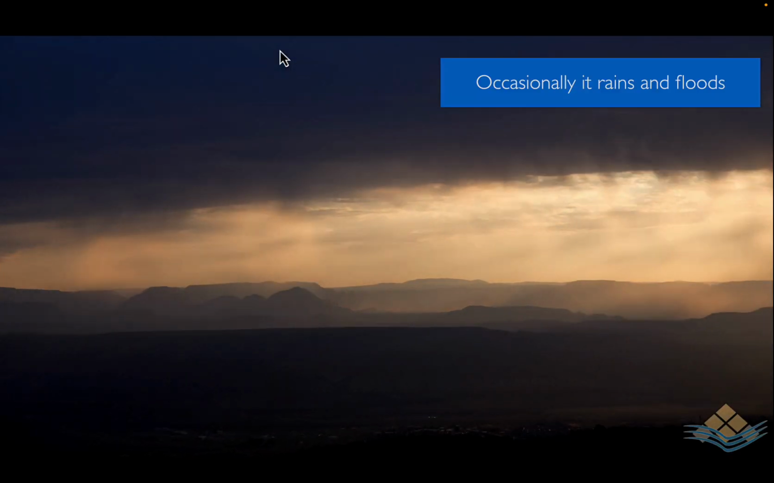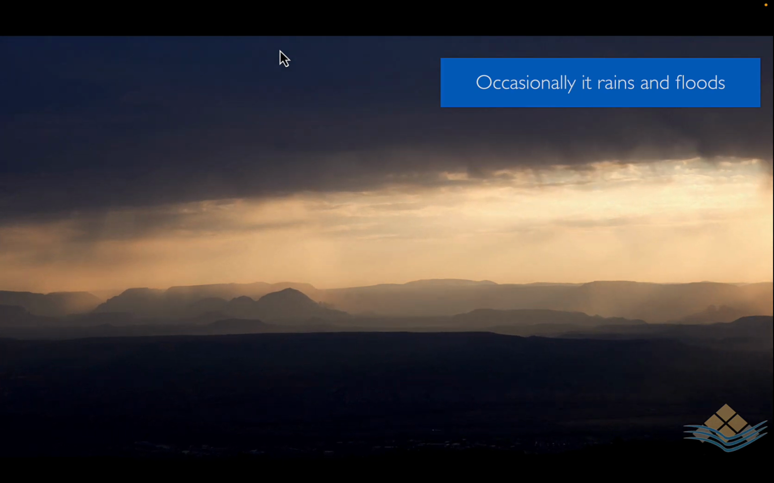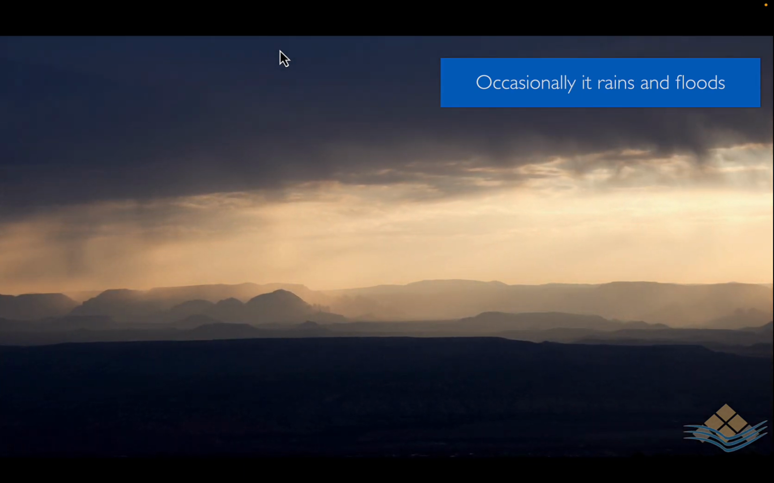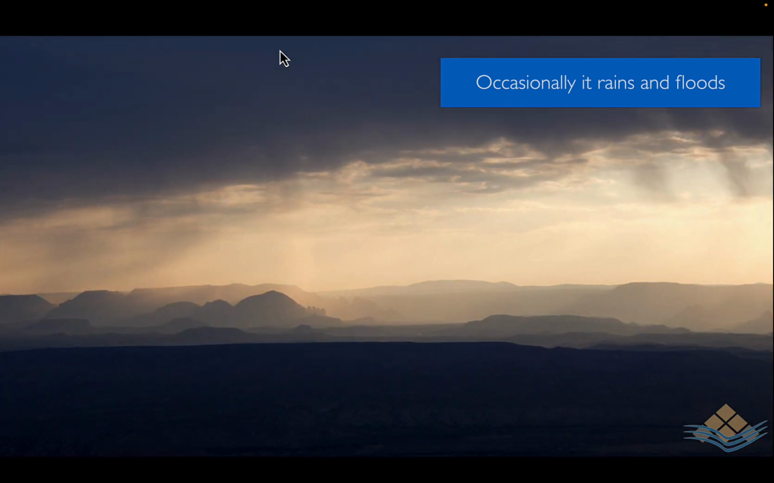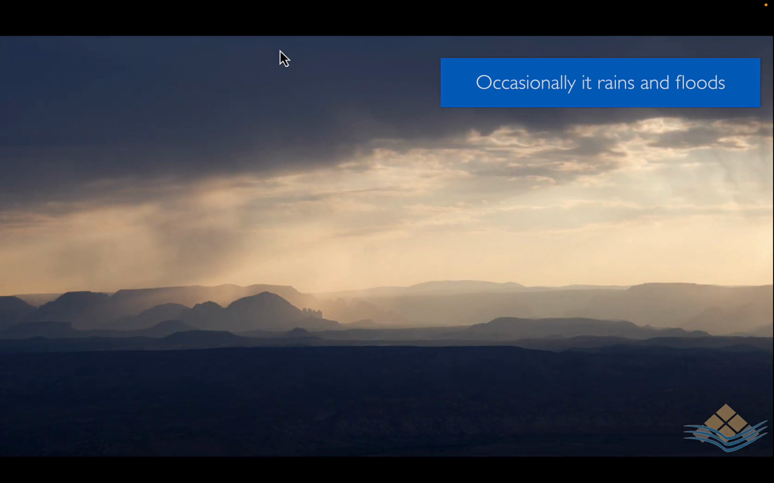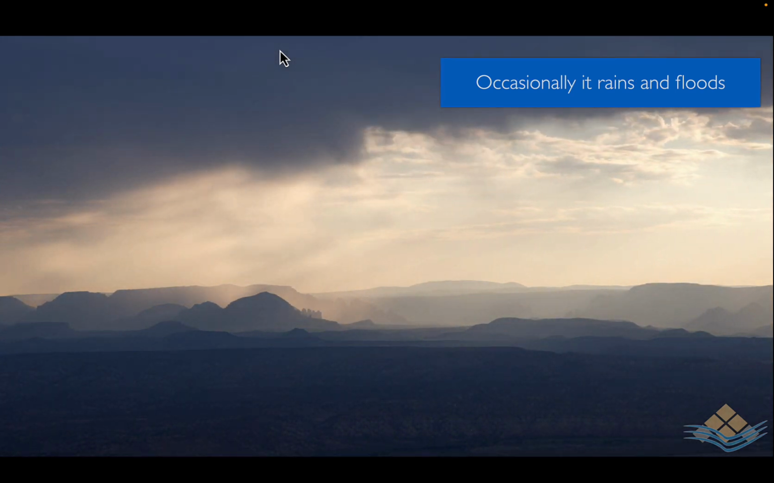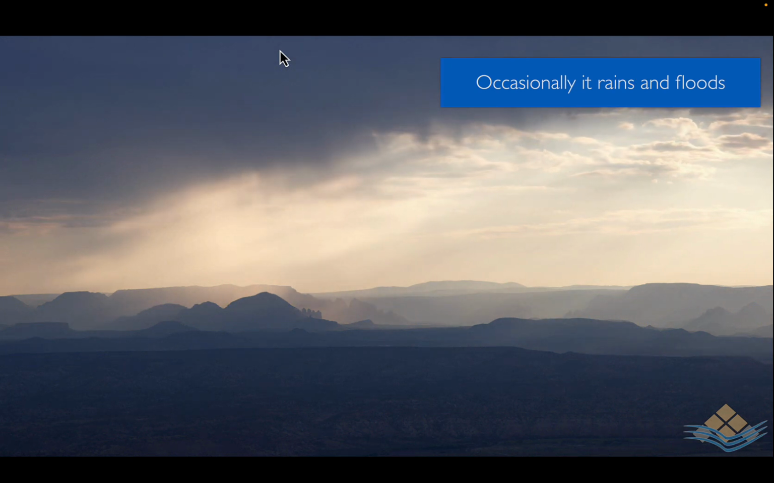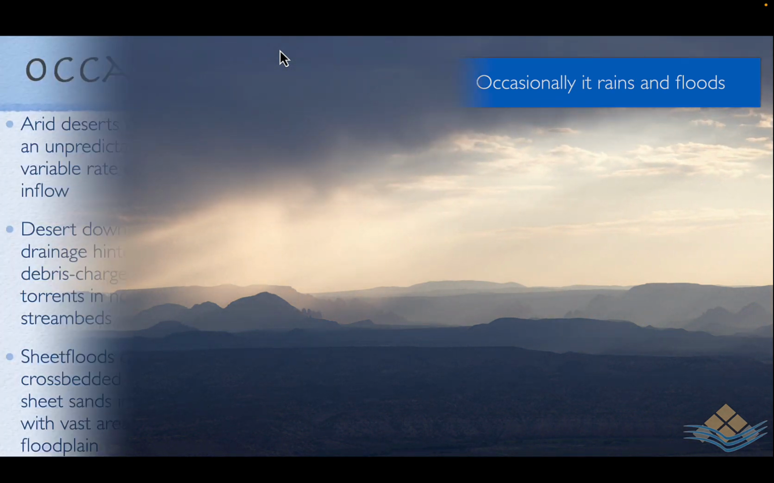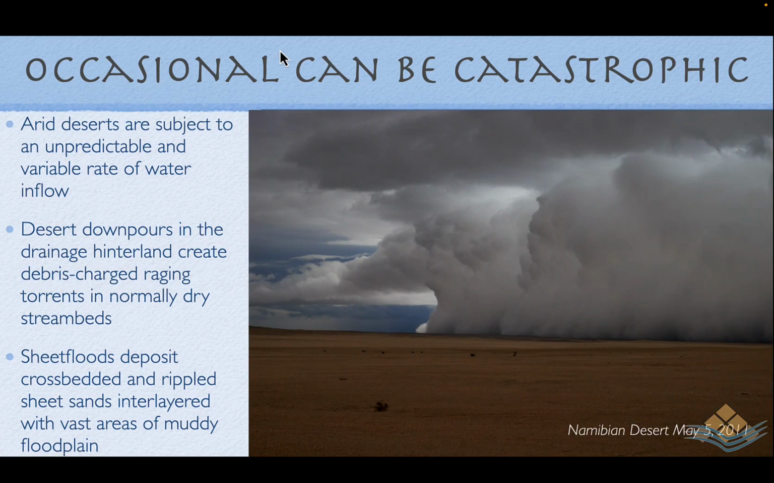In general, all of these semi-arid to hyper-arid conditions follow the rule: occasionally it rains and floods the system. We freshen it up. It might be every decade, every 50 years even in the hyper-arid deserts, but occasionally we will see rainfall and flooding of those systems. Now, that occasional input can be quite catastrophic in terms of the depositional and the cultural features around these lakes.